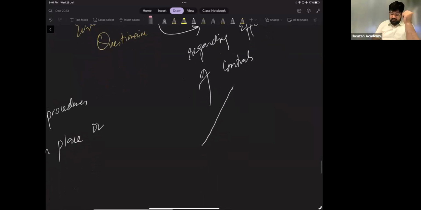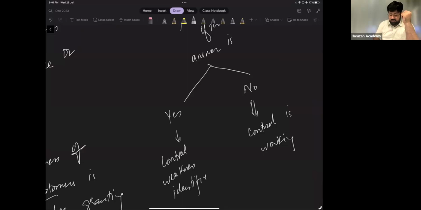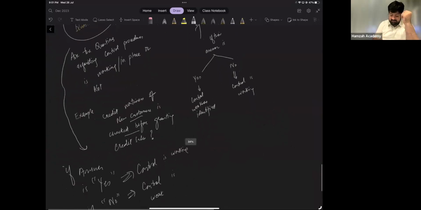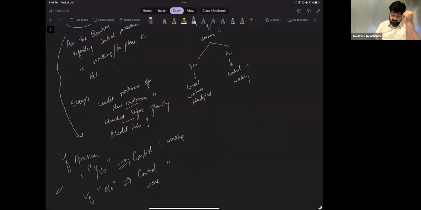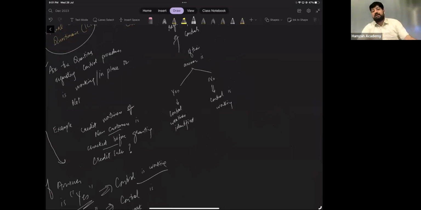If their answer is yes or no: if no, it means control is working. The inverse of that: yes, control is weak, control weakness identified. So it is the inverse. Here, yes means control is working. I will give you an example. Note it down, then I will explain with the example.